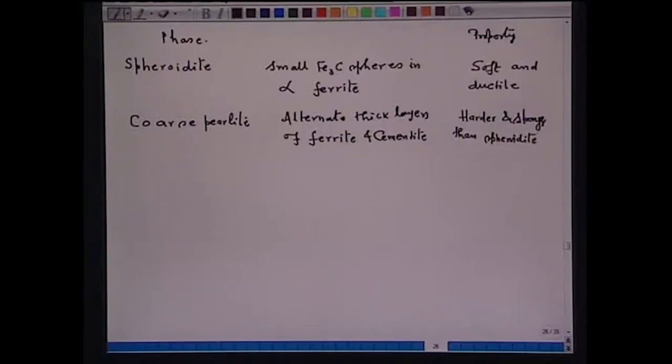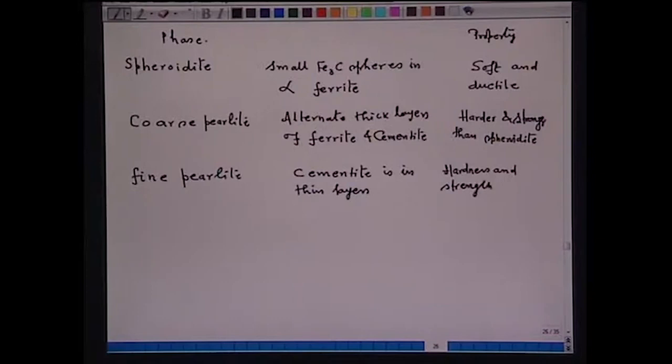I can further change the morphology. Say I can get fine perlite. Now, in fine perlite, alternate thin layers of ferrite and cementite. That means cementite is in thin layers in ferrite. Now, its hardness and strength are greater than coarse perlite.